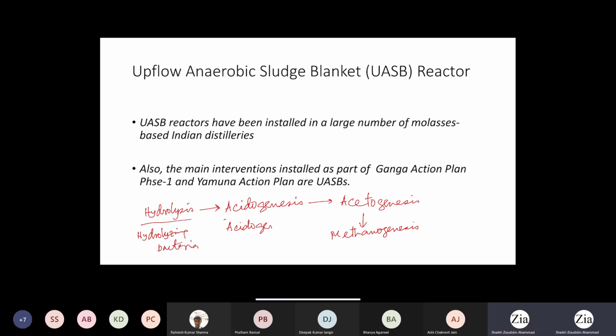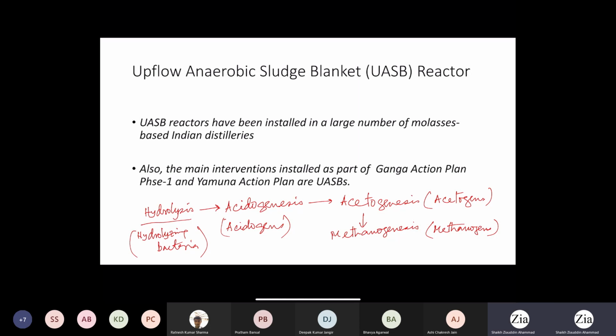Then acidogens. Here the bacteria are known as acetogens, and here they're known as methanogens. Now, hydrolyzing bacteria mostly they're facultative. They can survive in aerobic and anaerobic condition both. So they will use up all the oxygen while doing the hydrolysis.